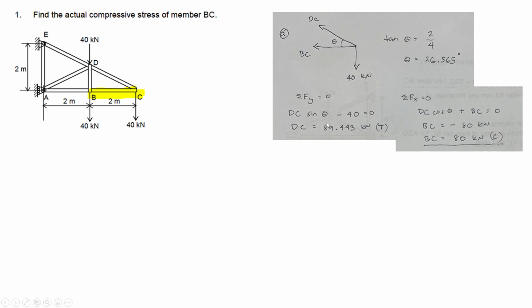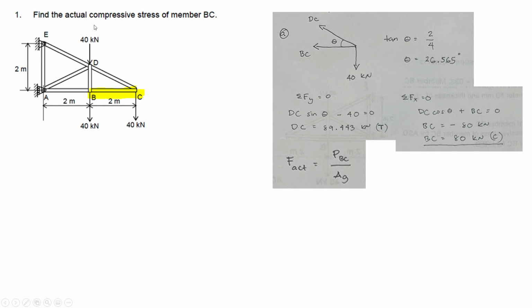Substituting DC, nahibaw-an na nato ang DC. 89.443 times cosine 26.565 plus BC is equal to 0. BC will now be equal to negative 80 kN. Unsay pasabot nga negative siya? Sayop ang atong assumption nga tension. Iresolba ang negative and you convert, BC is actually equal to 80 kilonewton compression. That means to say the actual load that BC is carrying is 80 kilonewton.